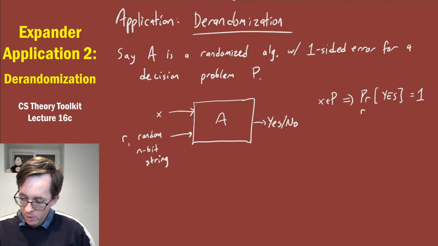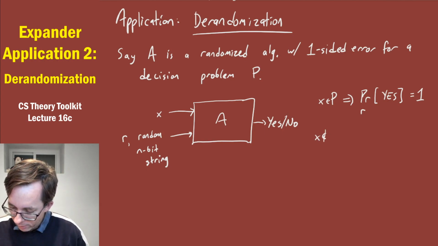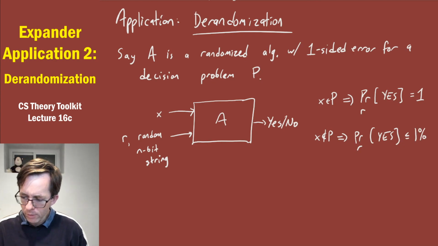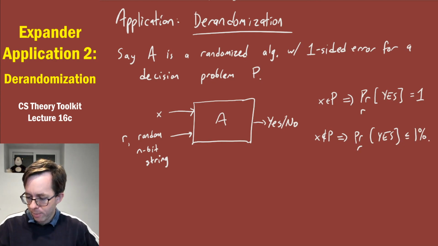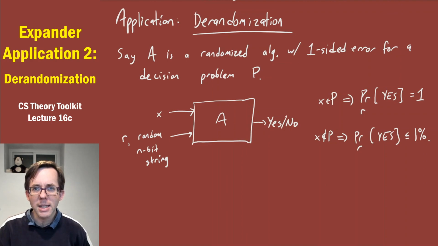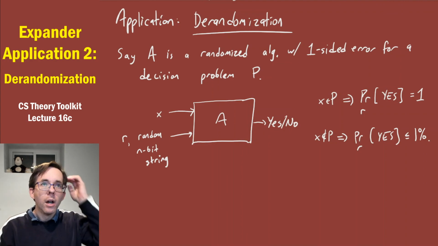So if X is in the language, it'll always say yes. If X is not in the language, then the probability over R that you get the wrong answer, yes, is at most, as I said, 1%, or 0.01. This is how the Miller-Rabin algorithm behaves. If you give it a prime, it will always say prime, and if you give it a composite number, it might possibly, rarely, accidentally say prime, even though it's composite.